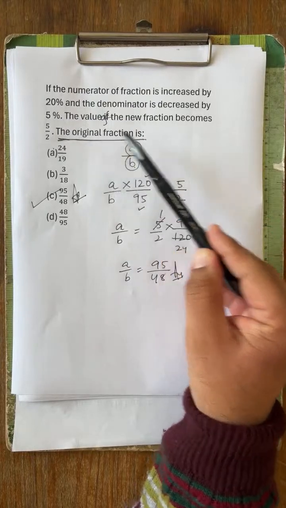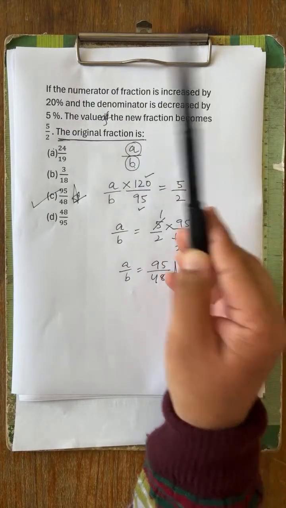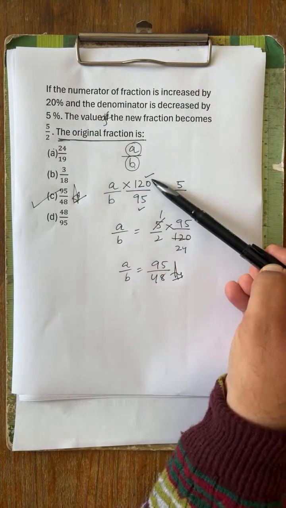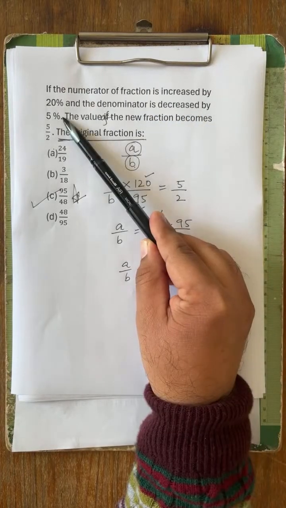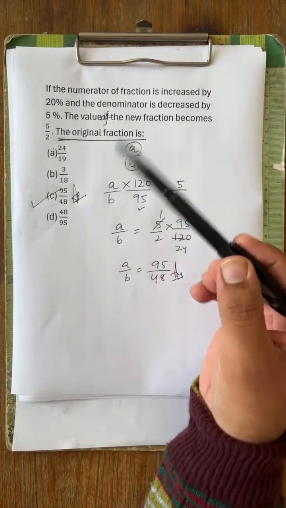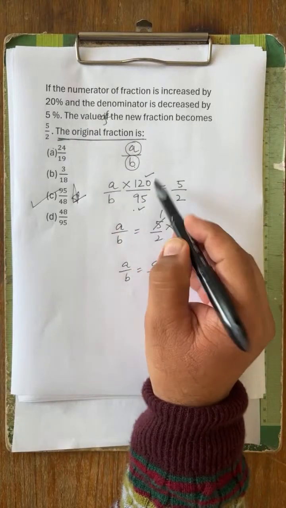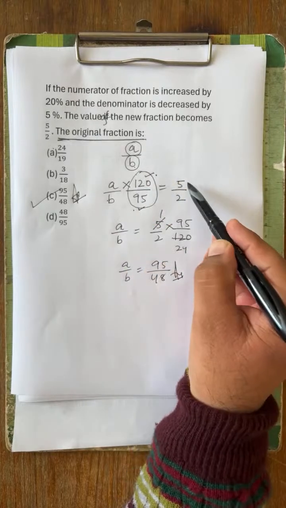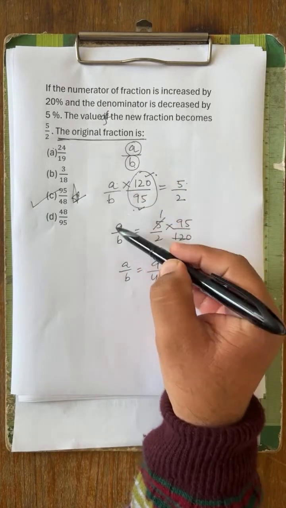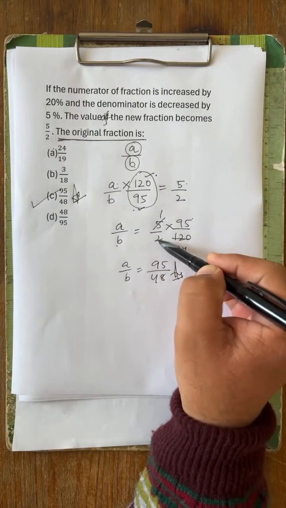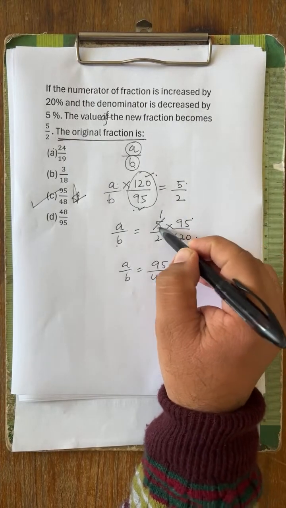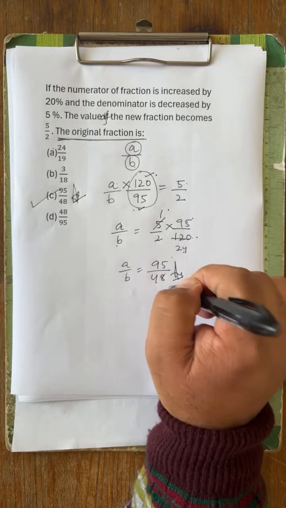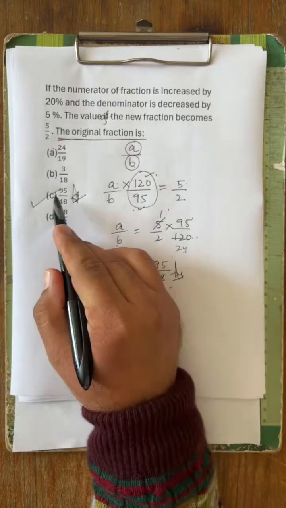Let us suppose the original fraction is a by b. The numerator is increased by 20%, so we multiply by 120. The denominator is decreased by 5%, so we take 100 minus 5, which is 95. Hope you understood where 120 by 95 is coming from. Now the fraction becomes 5 by 2. So a by b will be 5 into 95 upon 2 into 120. This cancels: 5 ones are 5, 5 twos are 10, 24. 95 upon 48 will be our answer. Option C.